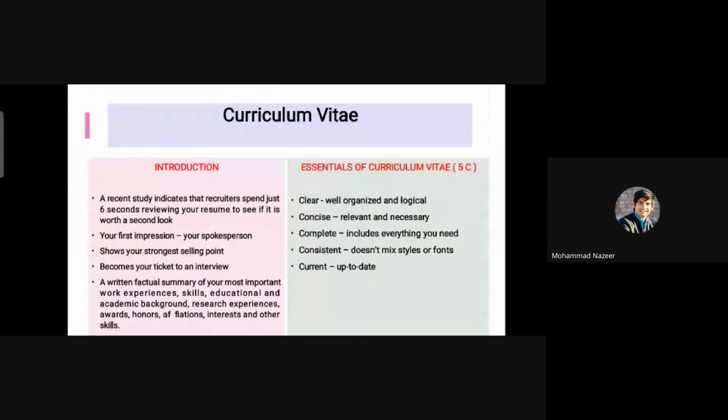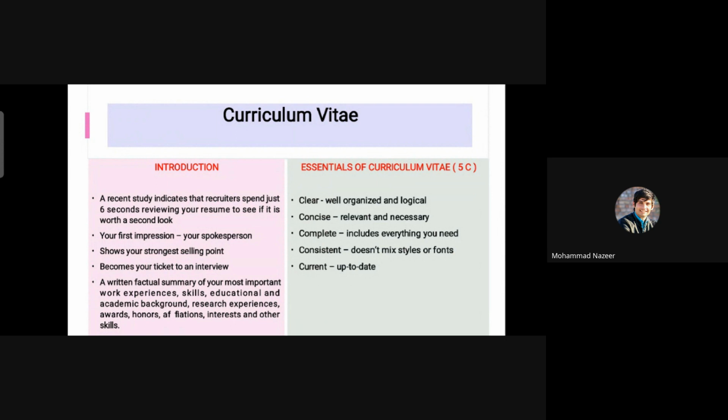That means if a company is going to hire you, it will spend just 6 seconds. So this should be noted: your first impression is your last impression. That means it is your spokesperson. And as I told you earlier, when I just started my lecture, I told you that it shows your strongest selling point.